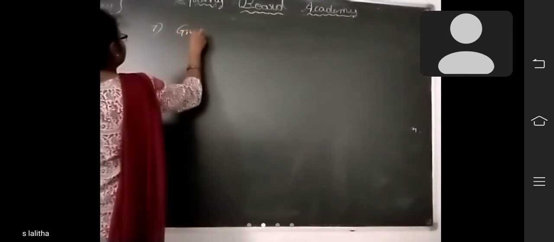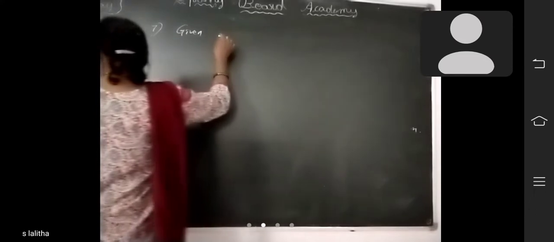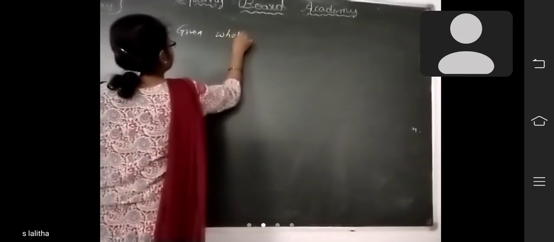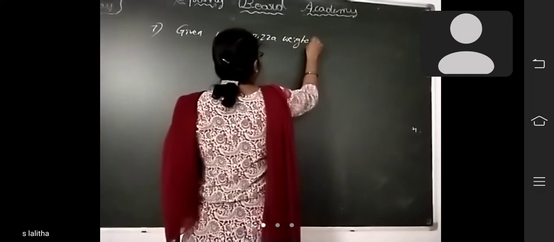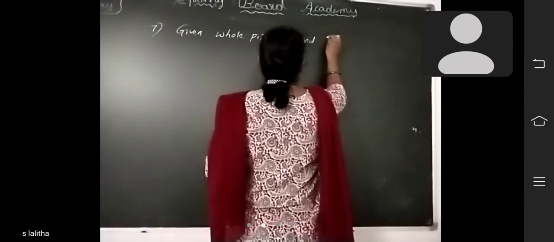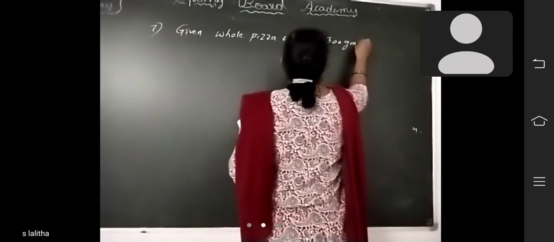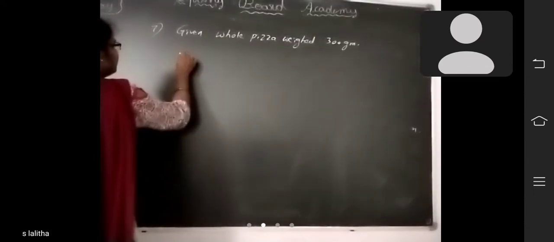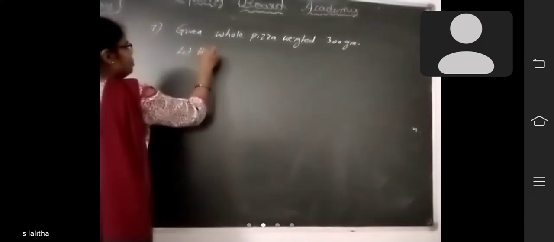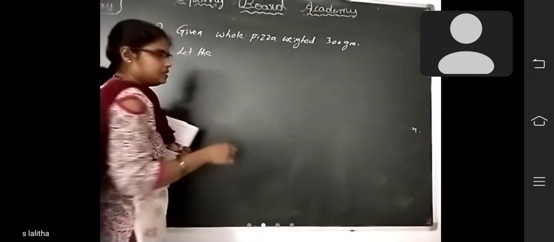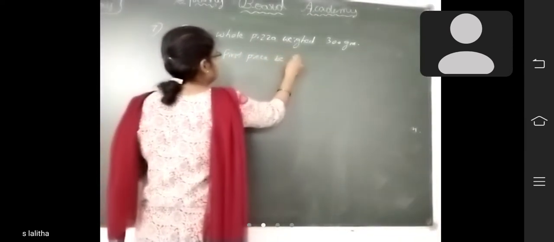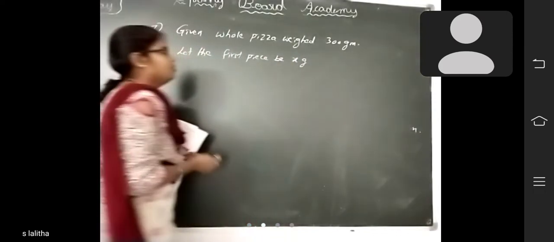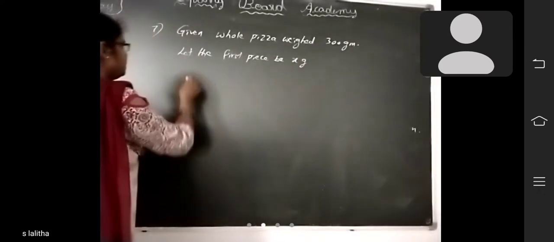Given, whole pizza weight 300 grams. We don't know how much weight the first piece, second piece, third piece are. Okay, let the first piece be x grams. First piece will be x grams.